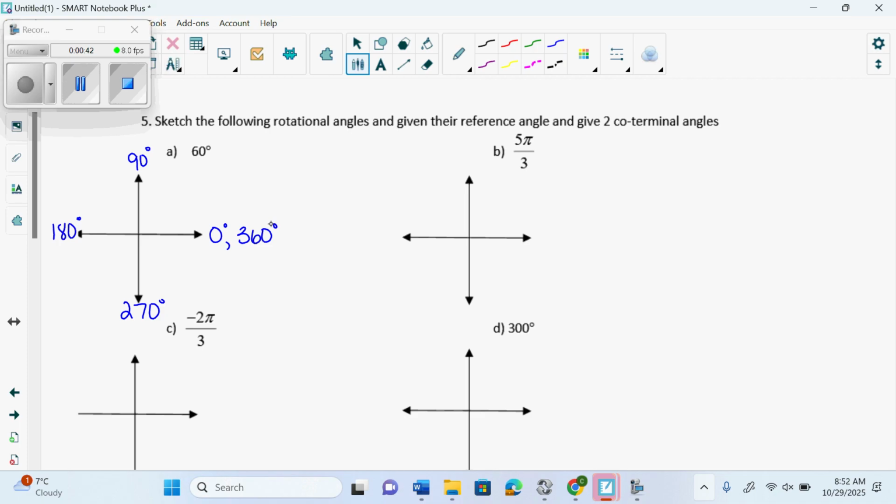And I need 60. So I draw my initial arm. I draw my rotation, which is this dot, and then I have 60. Draw my arrow and put 60 degrees. True statement? Reference angles are what? Yes, the angle to the x-axis. So it's the bow tie angles.